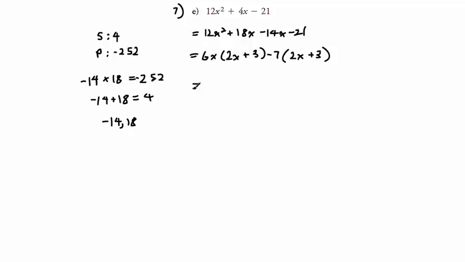Now we factor. So first we grouped, and then now we have to factor once again. 2x plus 3. When we factor that, we get 6x minus 7.